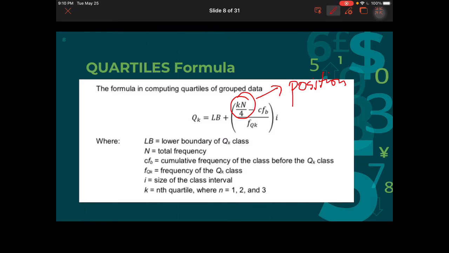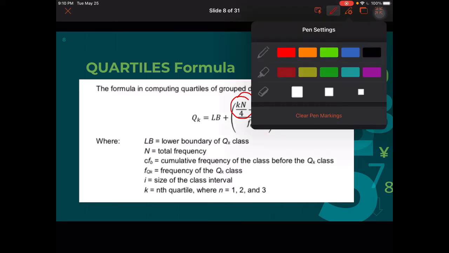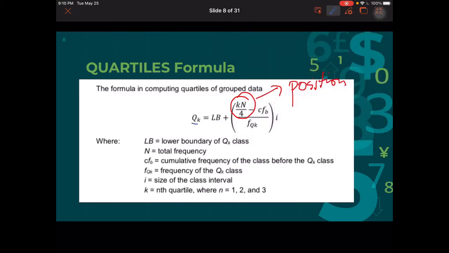Okay, so what are the elements of this formula? We're going to break it down. Okay? So the first one is, of course, your quartile. Kung pang ilang quartile yan. First quartile ba? Second or third? And then, LB stands for your lower boundary. Lower boundary po yan nung class. So, if you have already predicted it, gagawa po tayo ng frequency distribution table kasi grouped yung ating data. So, mamaya babalikan din natin yan.